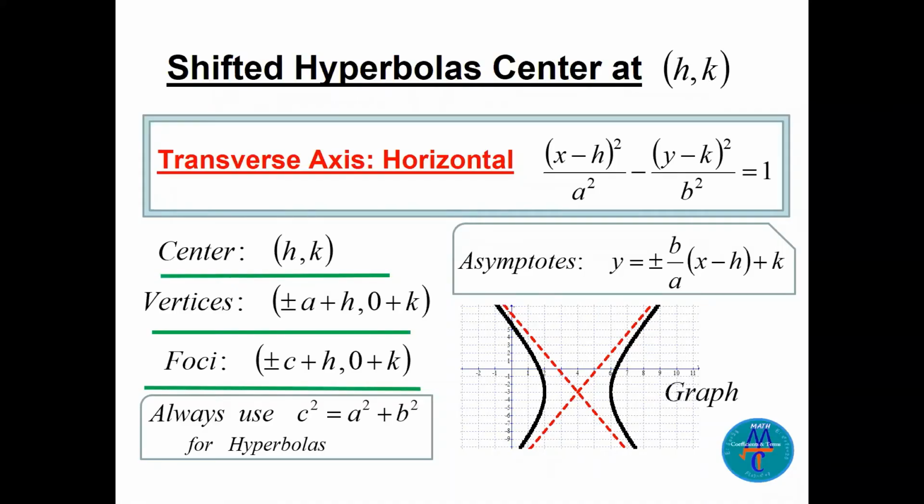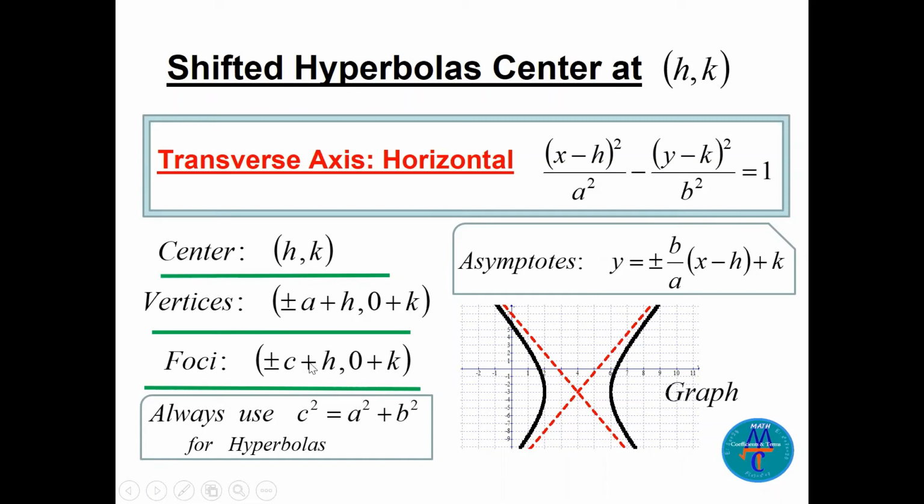Now let's look at the shifted hyperbolas with center h, k. If the transverse axis is horizontal, then this is the standard form. The same as the one with center 0, 0, but we have here h and k. So it will be x minus h squared over a squared minus y minus k squared over b squared is equal to 1. Still a squared is under the positive, and we have the center h, k. The vertices were plus or minus a, 0, so we add h to the x, we add k to the y, and also the foci, which were plus or minus c, 0 for this hyperbola.